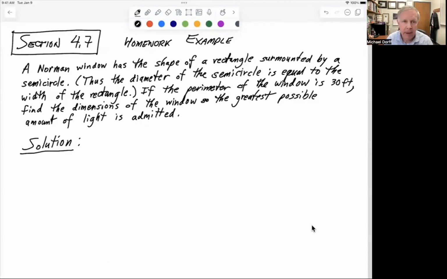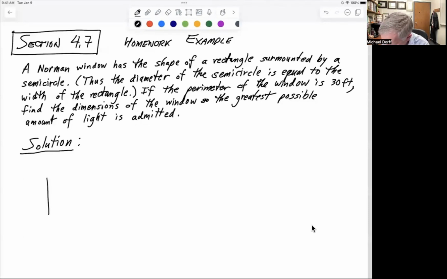In this problem, we have a Norman window, which has the shape of a rectangle surmounted by a semicircle. Thus, the diameter of the semicircle is equal to the width of the rectangle. If the perimeter of the window is 30 feet, find the dimensions of the window so the greatest possible amount of light is emitted. So first, let's draw a picture here.